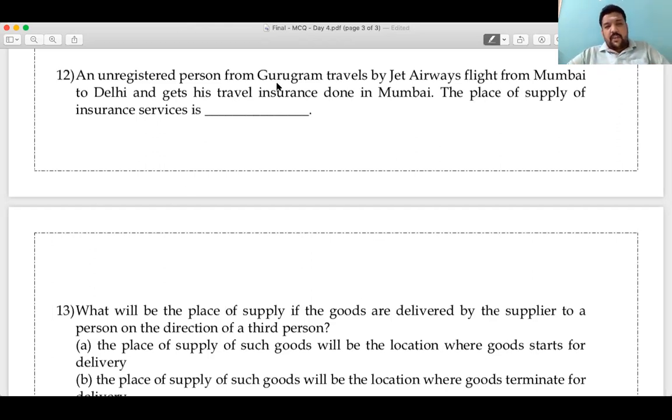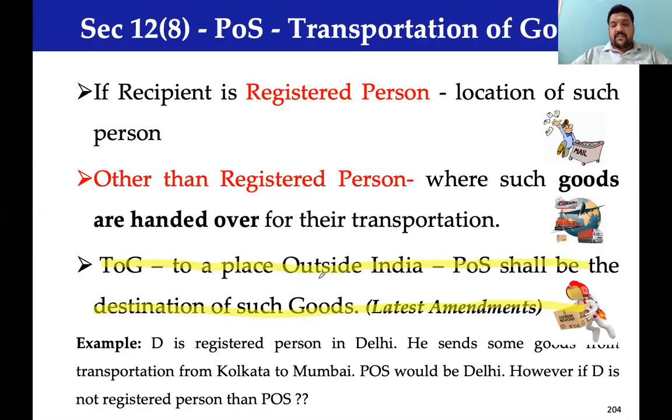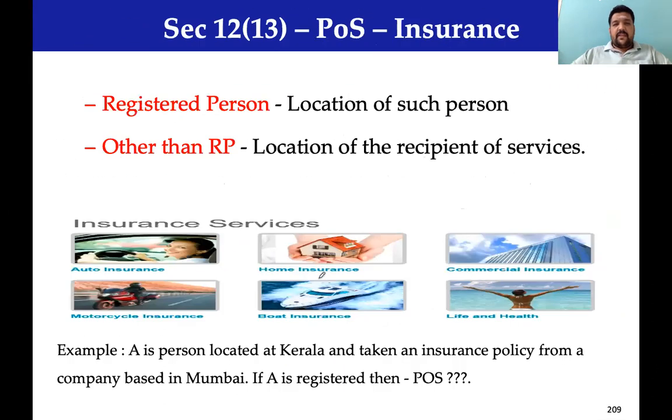In case of insurance services, the location of recipient is going to be your place of supply. If he is a registered person, that registered person's location. If he is an unregistered person, then that unregistered person's location will become the place of supply. Understood? So, the place of supply for the said activity will not be Mumbai. It will be only your Gurugram.